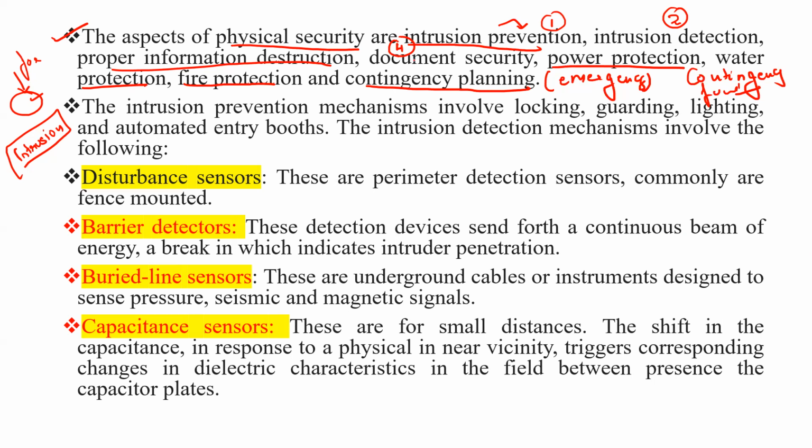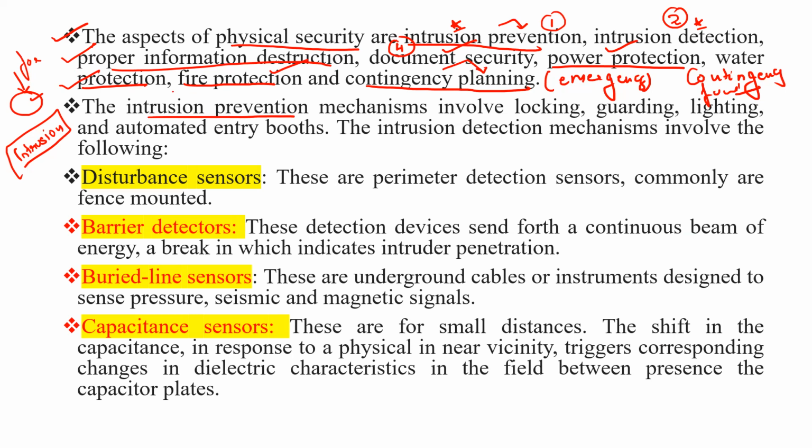Okay. So the aspects of physical security are intrusion prevention, intrusion detection, proper information destruction, document security, power protection, water protection, fire protection, and contingency planning.